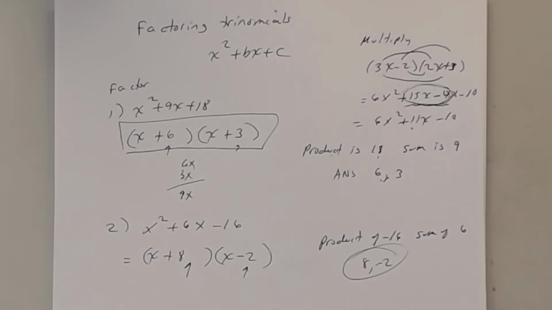Check it. FOIL method. X times x? X squared. Positive 8 times negative 2? Negative 16. Now let's do the outer and the inner. The outer? Negative 2x. The inner? Positive 8x. When I add them up, what do I get? Positive 6x. And that's what you wanted. So there's your answer.